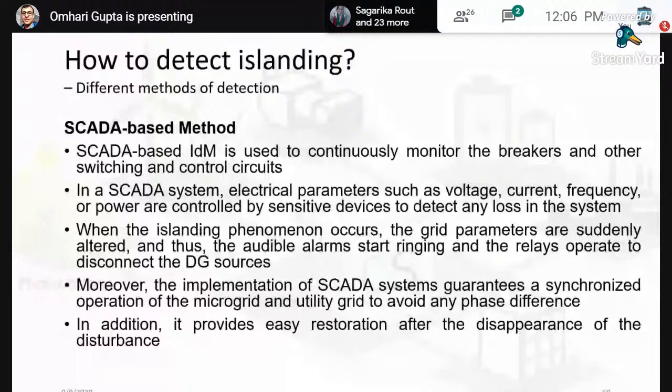Then comes the SCADA system. It actually monitors a lot of signals at a lot of different buses, and based upon the collection of that data, you may decide. When the islanding phenomenon occurs, the grid parameters are suddenly altered, and thus the audible alarm starts ringing and the relays operate to disconnect the DG source. Moreover, the implementation of SCADA systems guarantees a synchronized operation of the microgrid and utility grid to avoid any phase difference. In addition, it provides easy restoration after the disappearance of the disturbance.